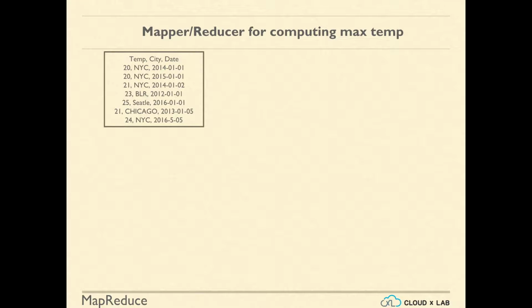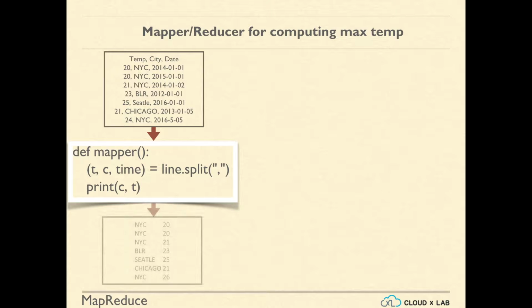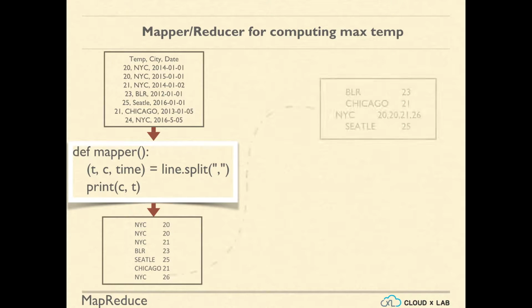To find the maximum temperature per city, we will have to first group the data based on the city and then find maximum temperature. So, our mapper would basically give out city as the key and temperature as the value. It will not give out date in the output. These values are then ordered and grouped by Hadoop MapReduce framework.